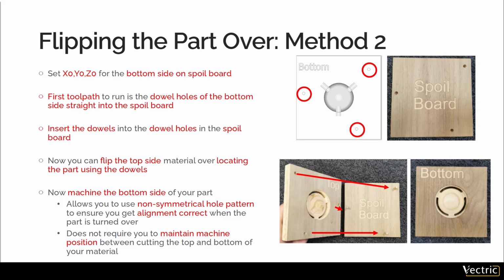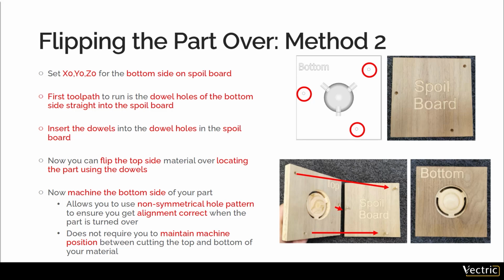I could cut the top side one day with the drill pattern machined in the top side for the dowels. Then I can take the material off and come back to it at a later date and machine the dowel holes of the bottom side into the spoil board. Then I know that I'm going to accurately locate what I machined the first time around, and then machine all of the other toolpaths for the bottom side, and I know that everything will line up correctly.